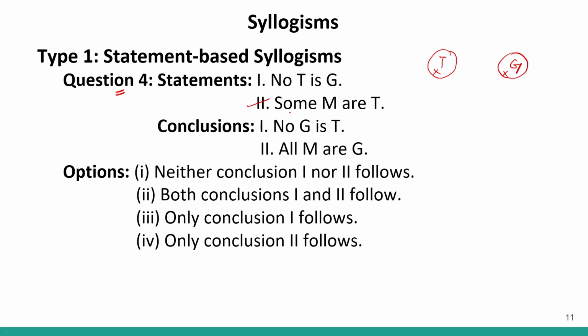Now, statement 2 says some M are T. So, M can be written like this. Some M are T. This portion we are talking about. It can be represented like this. This will be my Venn diagram.